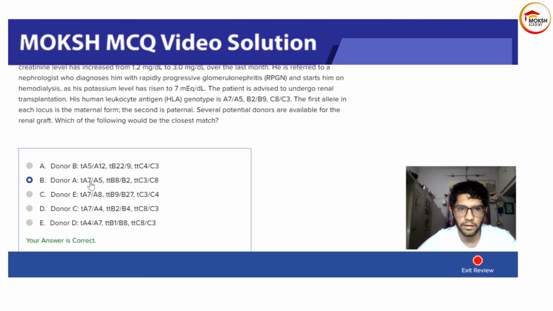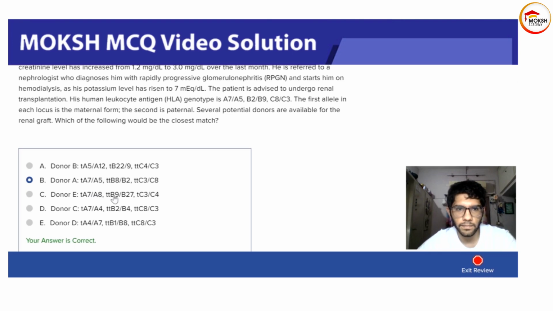So here we have A7, A5 is there. B8, B2: we have B2 which is matching, B8 is not matching, that is all right. C3, C8: C3 and C8 are also matching. So this is the only one with just one mismatch. Over here, A5, A12 and then B22 and B9, so that is gone right there itself.